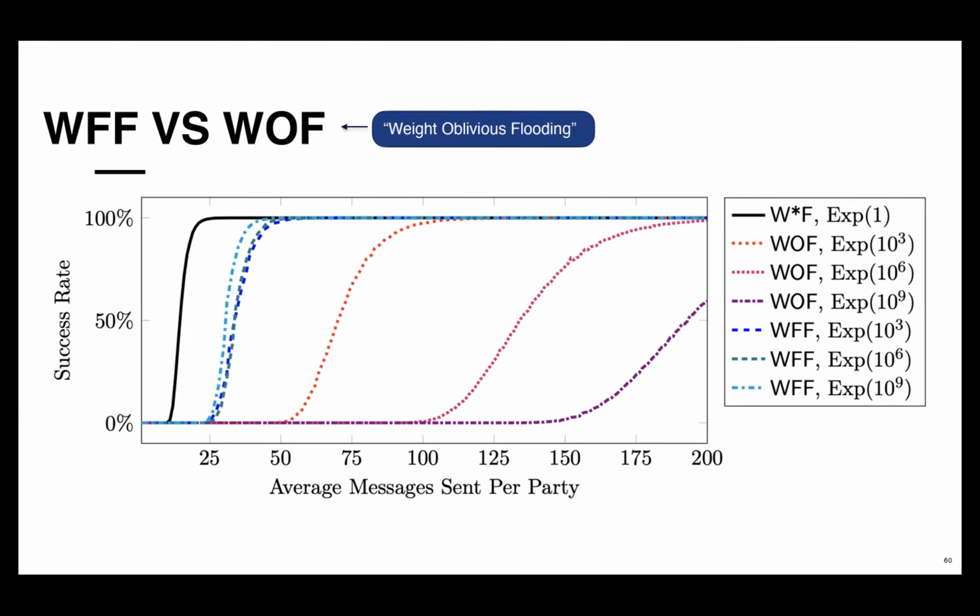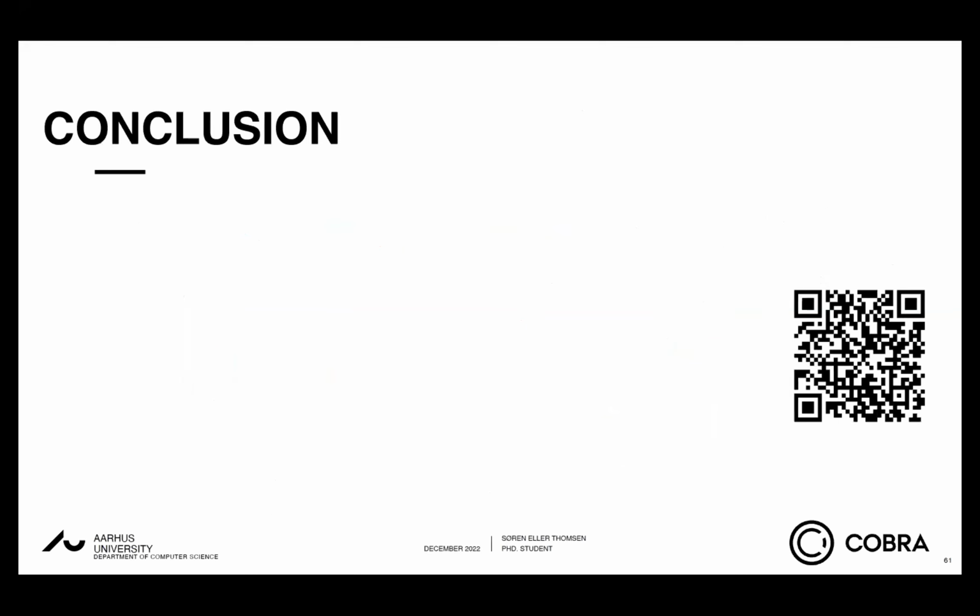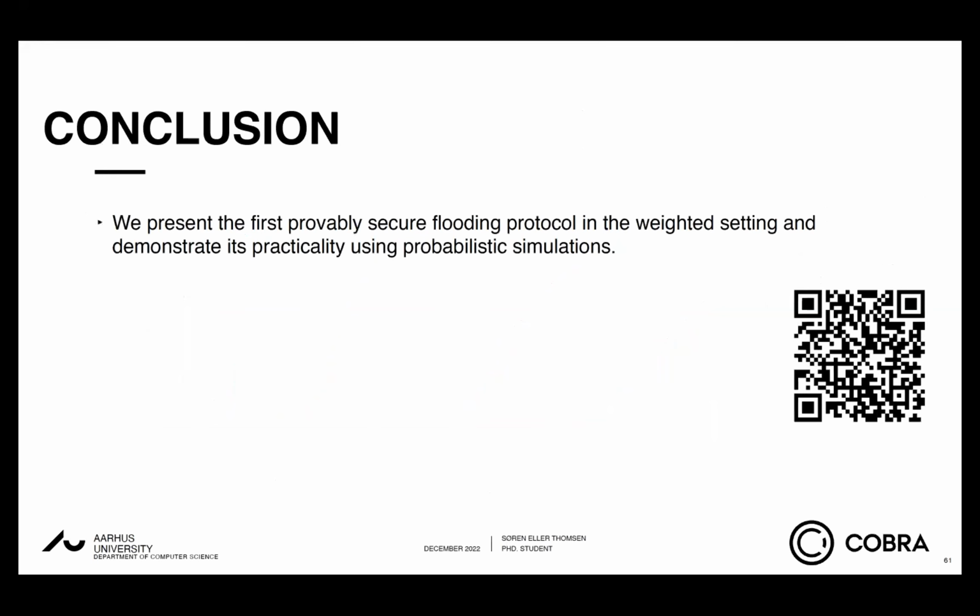But as the weight distribution gets more and more skewed, the success probability of the weight oblivious flooding protocol drops dramatically. However, our weighted fan-out flooding protocol remains secure for these 45 parties that are sent to on average. All right, so in conclusion, we present the first proof of a secure flooding protocol in the weighted setting and demonstrate its practicality using probabilistic simulations.